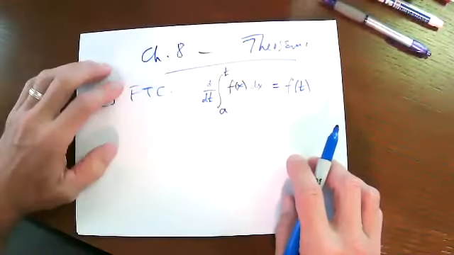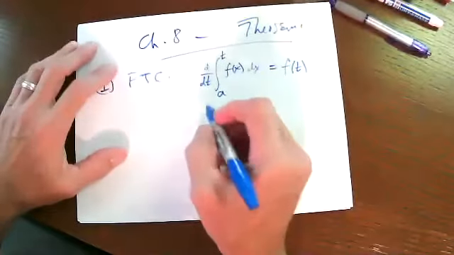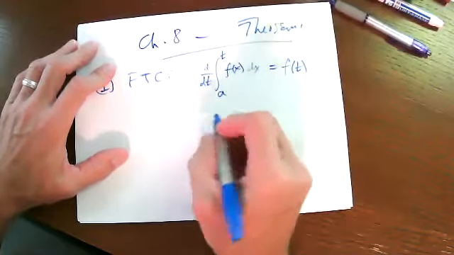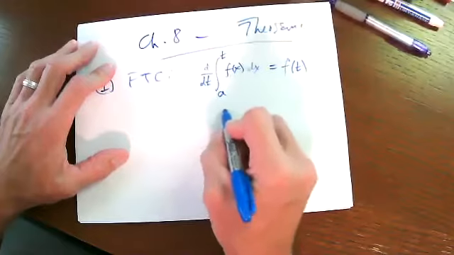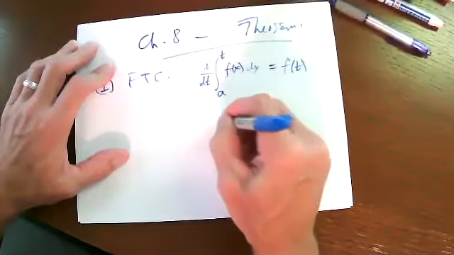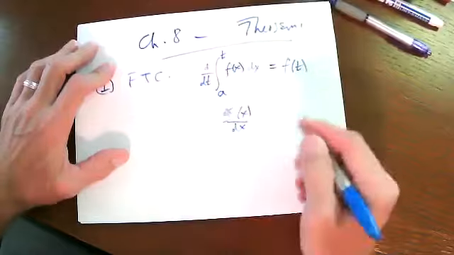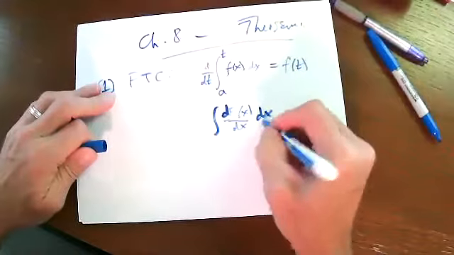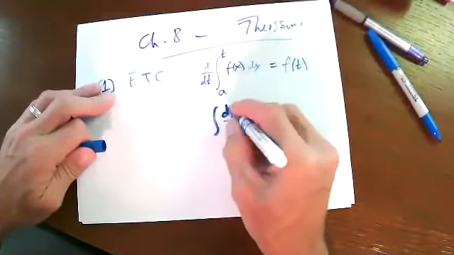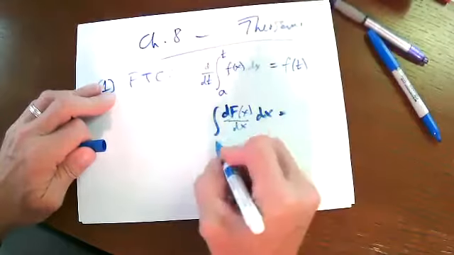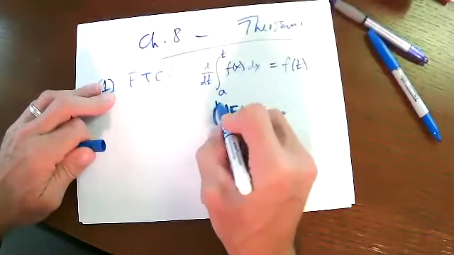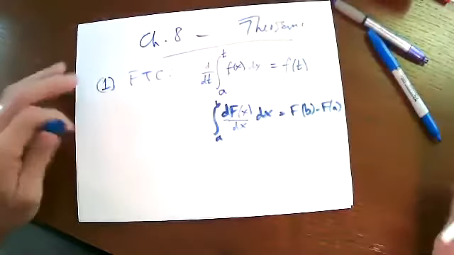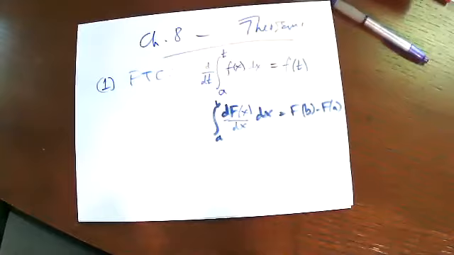The version that I would like you to focus on today, though, is the one that says if you take any differentiable function, let's call it capital F, and you differentiate it, now you have a new function of x, and if you integrate this function of x with respect to x over a certain interval from a to b, what you will get will be exactly F of b minus F of a. So you guys are used to using this theorem.